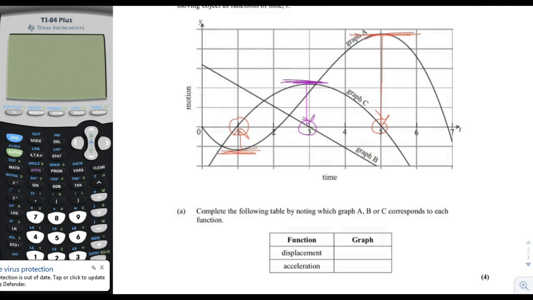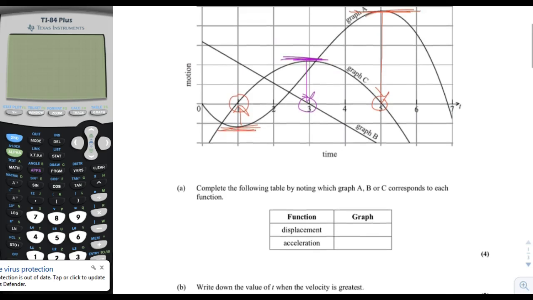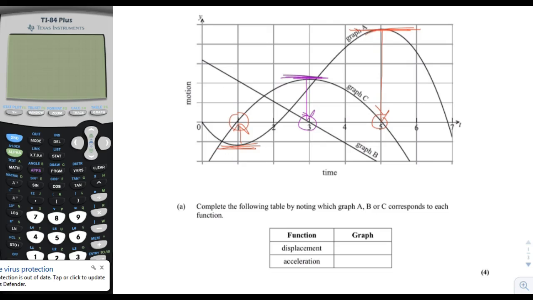You can use the positive sections and the negative sections of the gradient. You could use the stationary points that correspond to zeros of the derivative, or you could go from curviest to non-curvy. Okay, so the displacement function would be graph A, and the velocity function would be graph C, and the acceleration function would be graph B.